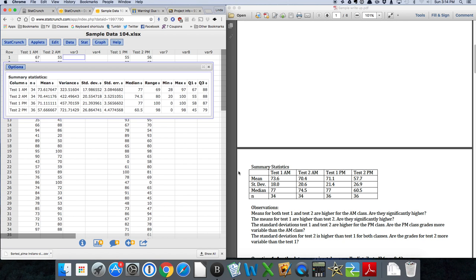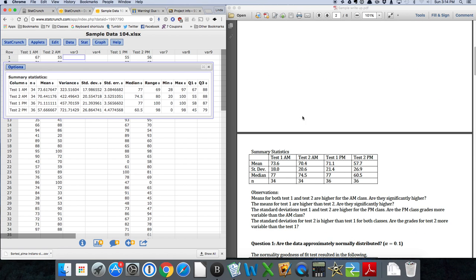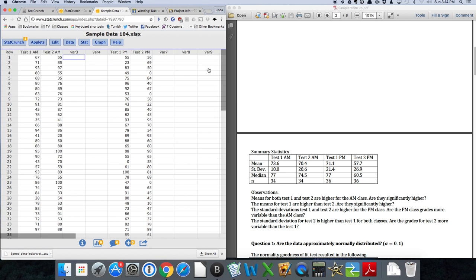Okay. All right, so what that does is it takes the general questions that I asked up here: is there a difference? By looking at the means and the standard deviations, I can determine that it looks like there's a difference and this one looks like it's higher. So now I can test specifically for which one is higher than the other. All right, we don't need this anymore. I'll put that away.